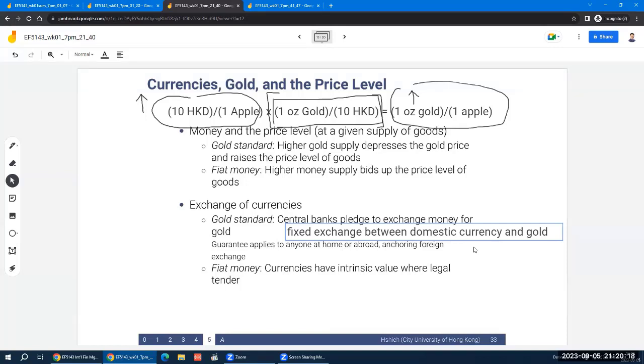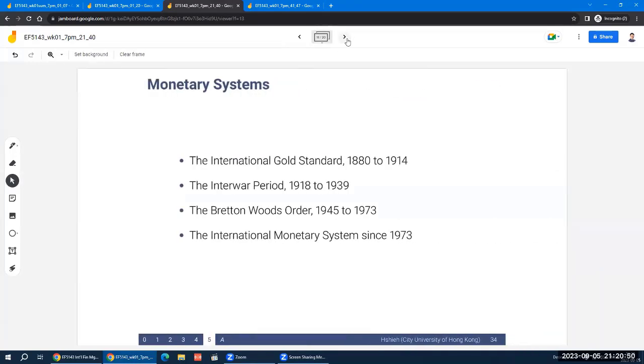Yeah? Agree? If every country fixes their exchange rate between gold for the same quantity of gold across every country, then the exchange rates between each pair of currencies within the gold standard system should also be fixed. Yes? Otherwise, there's arbitrage. I'll show you why there's arbitrage. Okay, so before I show you that, let me walk you through why exchange rates are fixed first.